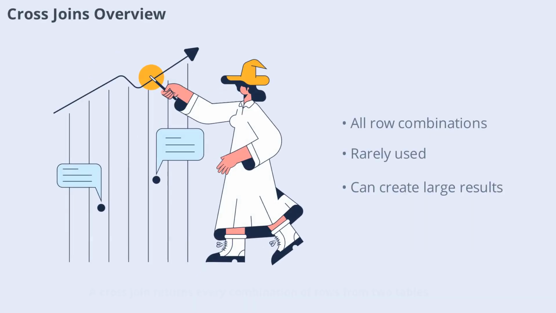A cross-join returns every combination of rows from 2 tables. It's rarely used in analysis but can be helpful for generating all possible pairs like matching every product with every store. Be careful, cross-joins can create huge result sets.